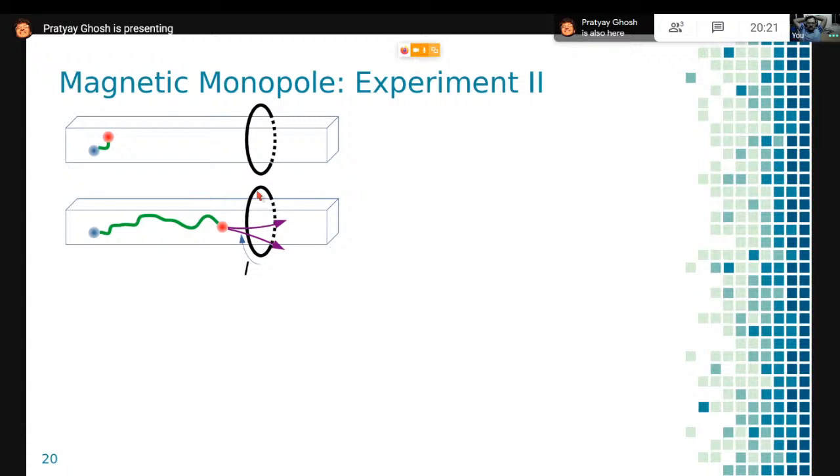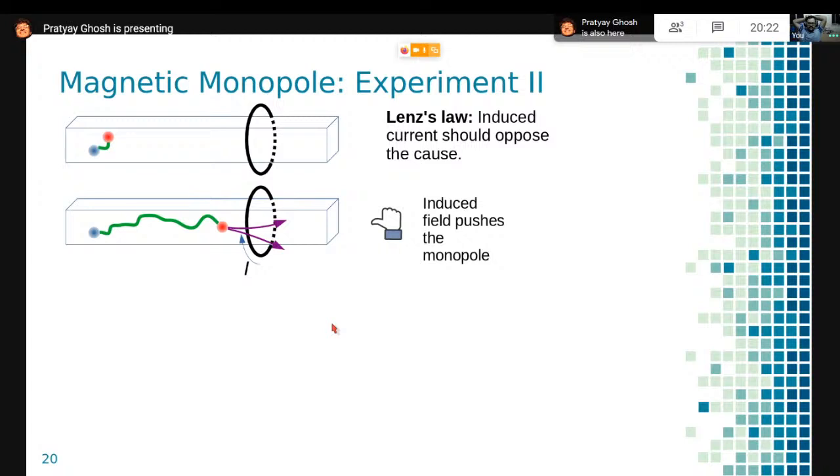And if you know the Lenz law, then you would say, okay, my monopole is coming in this direction, so my current should be opposing the monopole, so I need a current which goes this way. Then you use your right hand thumb rule and you say that my field would be acting opposite to the direction the red monopole is traveling, and it will try to push it back.